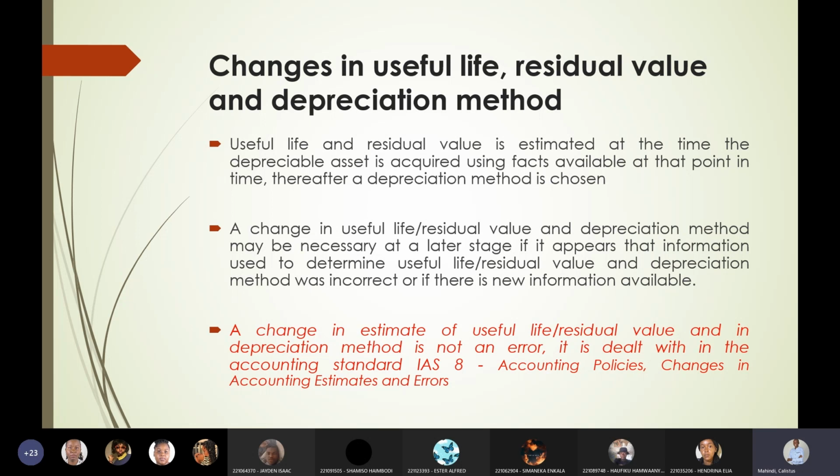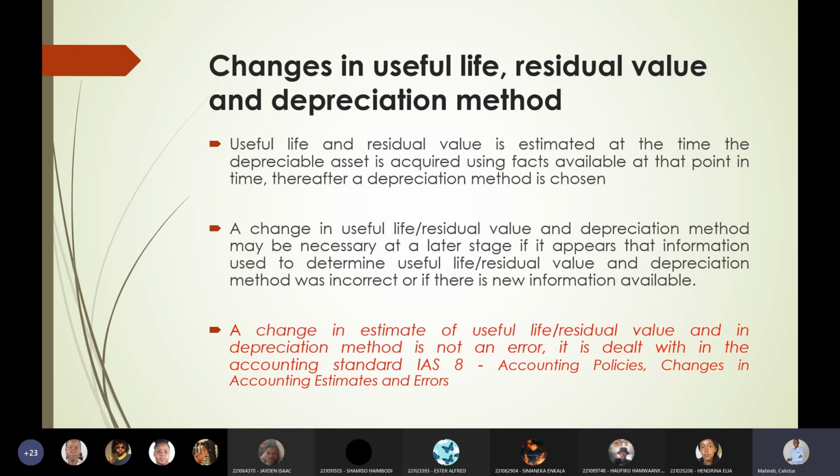So as I previously stated, the useful life and the residual value are estimated at the time the depreciable asset is acquired using facts available at that point in time, and thereafter you choose a depreciation method. However, a change in useful life or residual value and depreciation method may be necessary at a later stage if it appears that the information that was used to determine them was incorrect, or if there is new information available. So remember, we say accounting is based on estimates. However, these estimates may not be entirely accurate.